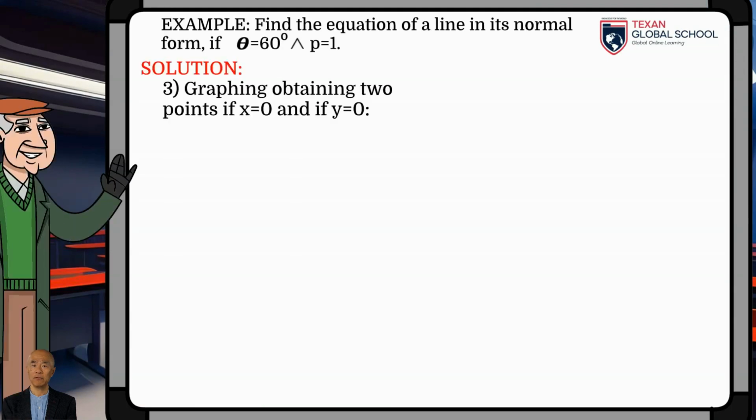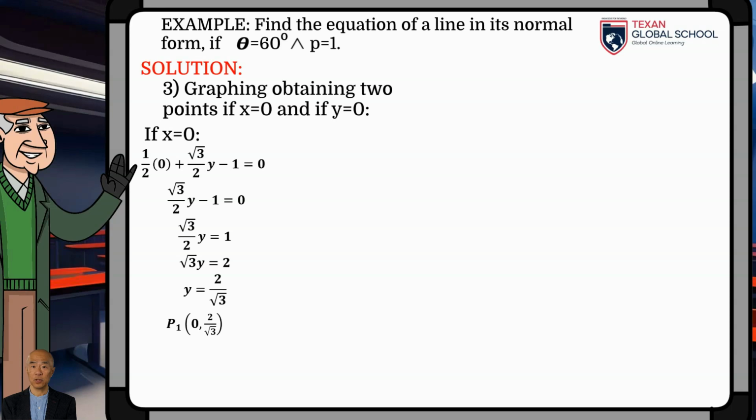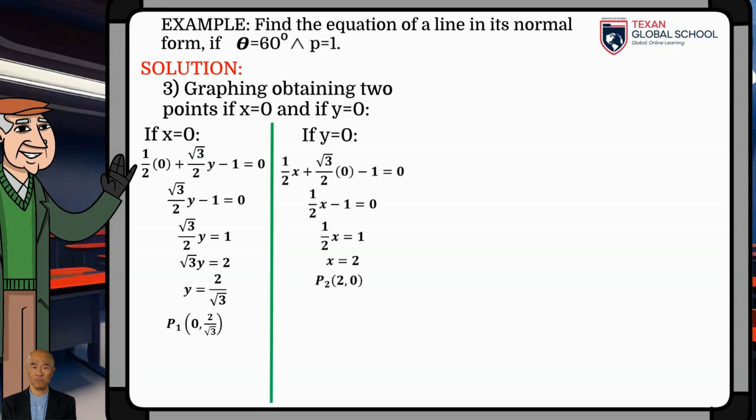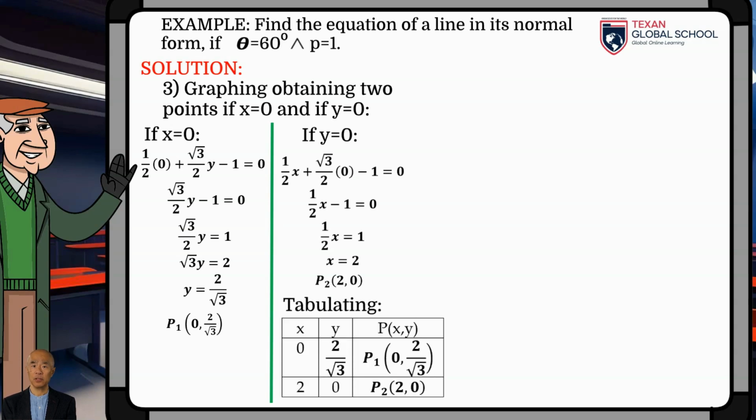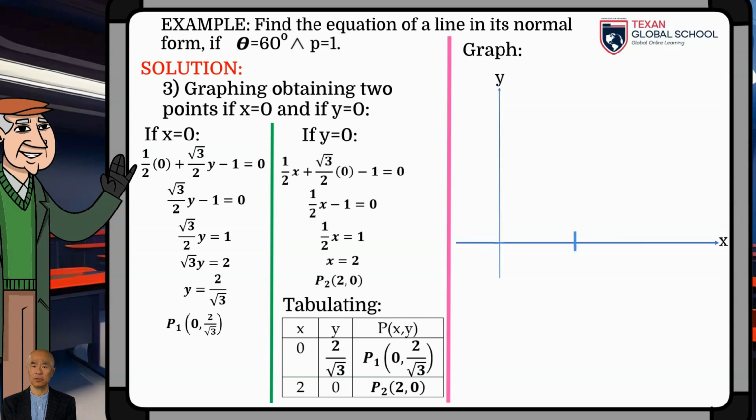We will graph to see the behavior of this line. Let's remember that to graph a line, we require at least 2 points. One way to get the 2 points is to substitute x equals 0 and y equals 0 separately. So, if x equals 0, by substituting and expanding we obtain that y equals 2 over the square root of 3. The first point is (0, 2 over the square root of 3). Now, if y is equal to 0, by substituting and expanding we get that x is equal to 2. Therefore, the second point is (2, 0). With these 2 points, we can see the behavior of the line. The distance p from the origin to the line is 1, and its angle is 60 degrees.